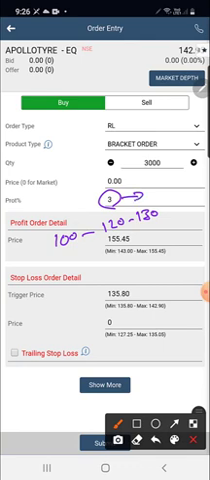Friends, hope you understood what I am trying to explain about the protection percentage. This applies across all brokers. This is not specific to Astha Trade. So the protection percentage will help you protect your capital. This is how the protection percentage works in the market.